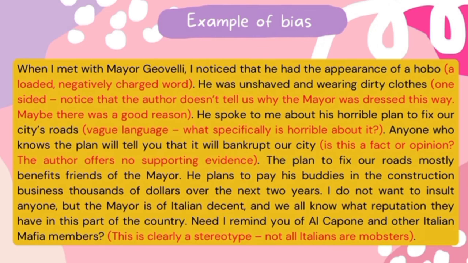Next, the example of bias. When I met with Mayor Gavelli, I noticed that he had the appearance of a hobo. This sentence shows a loaded, negatively charged word. He was unshaven and wearing dirty clothes. And this sentence shows that it is one-sided. Notice that the author doesn't tell us why the mayor was dressed this way. Maybe there was a good reason.